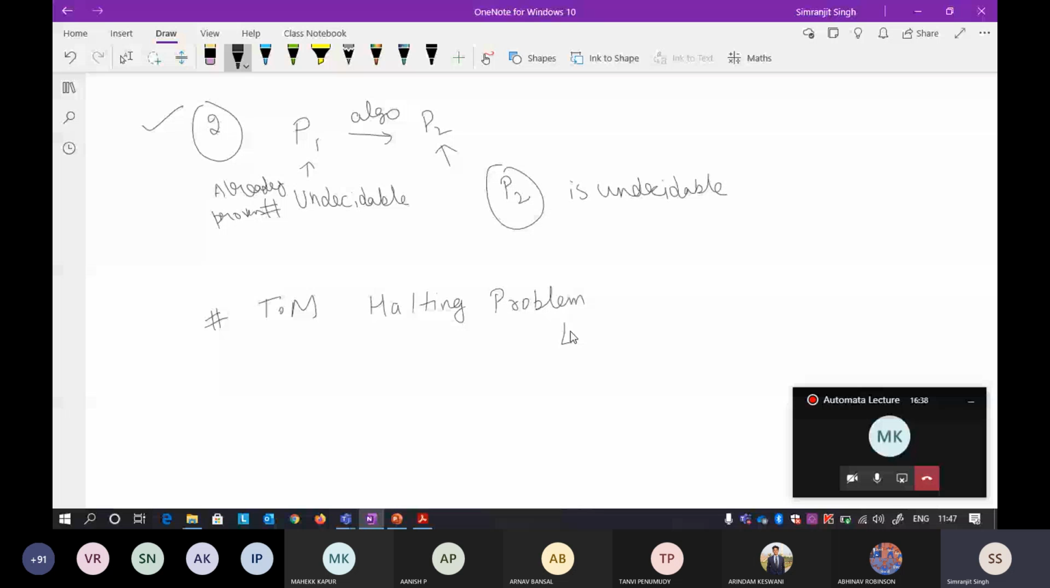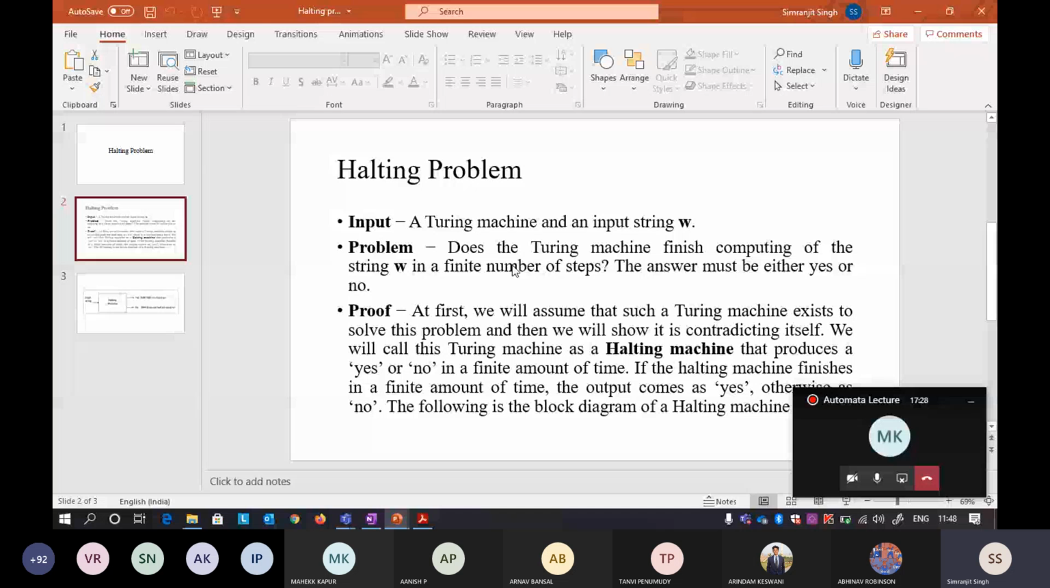Just wait a second. Okay, this is your halting problem. The halting problem says that if a Turing machine is given a particular input string, the problem is: does the Turing machine finish computing on the string in a finite number of steps? The answer must be either yes or no.